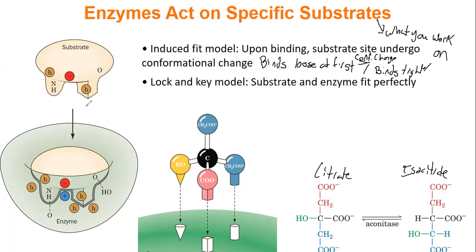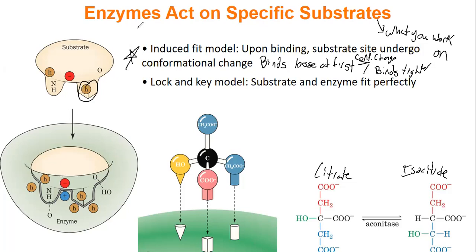You can see that this binding site is perfect for this substrate, where you have a hydrophobic region to go with the substrate's hydrophobic region. You form a hydrogen bond, you have a hydrophobic region, and you have charges. So the lock and key model says it already fits perfectly, with no rearrangement needed. Of the two models, the one that is probably more correct is the induced fit model, in that the substrate probably binds loose at first, changes conformation, and then binds tighter.